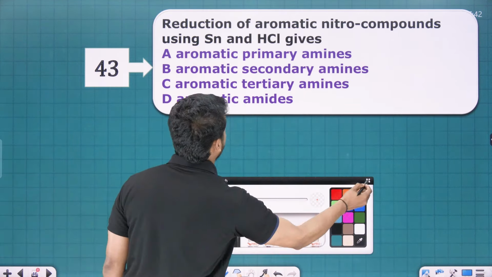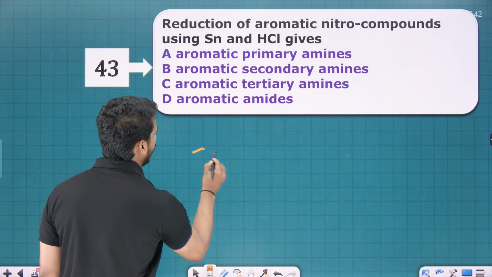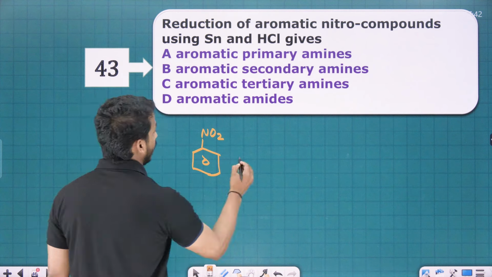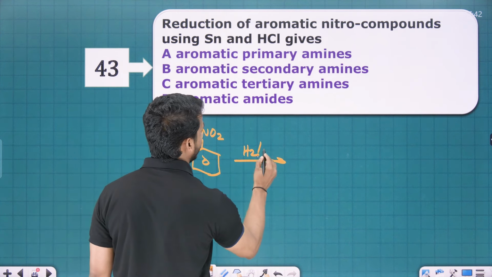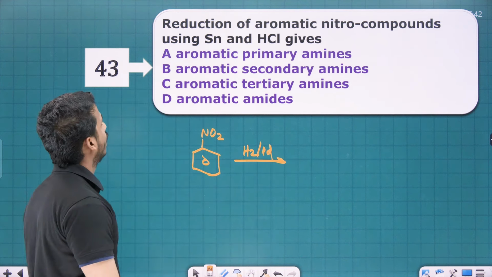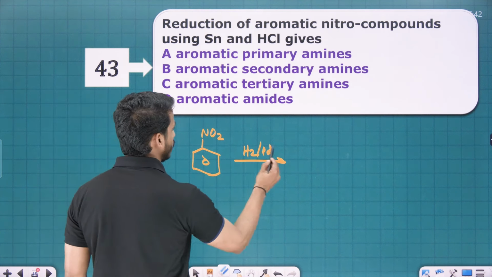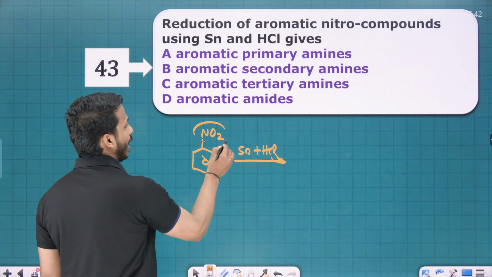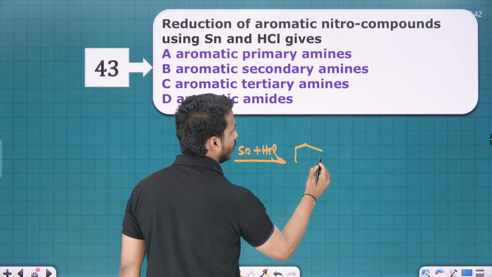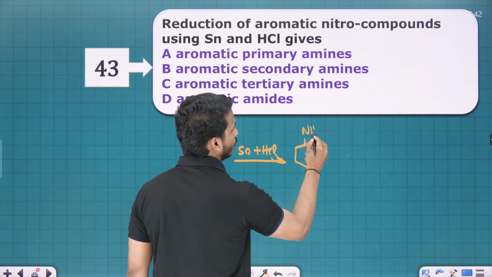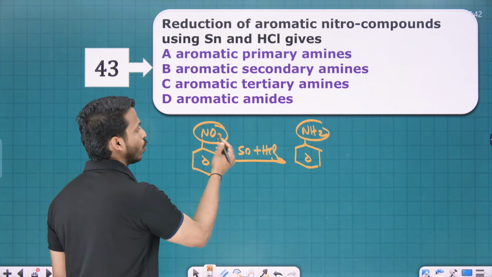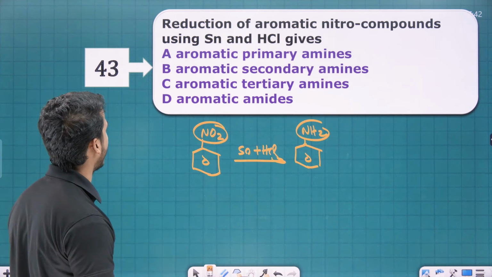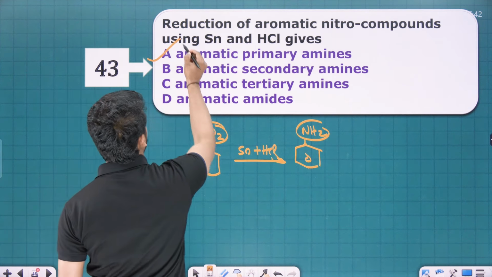What is this product? Reduction of an aromatic nitro compound, for example nitrobenzene. Reduction means addition of hydrogen, with palladium or something. Okay, they're already using a catalyst, tin and HCl. Yes, we know. The nitro group on reduction becomes what? Amine, right? So an aromatic nitro compound on reduction gives an aromatic primary amine, option A.